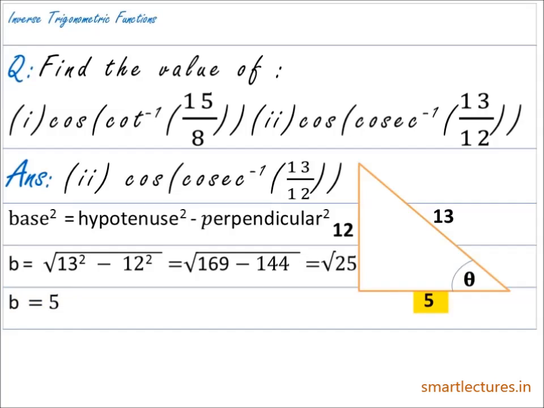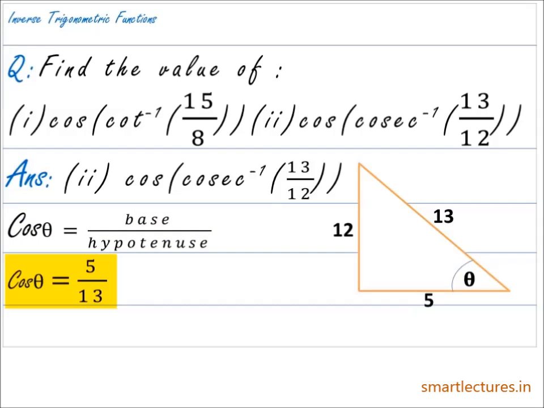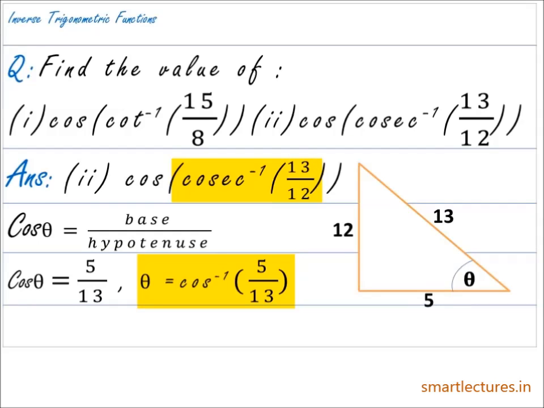So in this right angle triangle, the value of base is 5 units. And that means cos theta is equal to base upon hypotenuse, or 5 upon 13. So theta is equal to cos inverse 5 upon 13. And this theta is the same angle for which the cosecant theta is equal to 13 upon 12. So cosecant inverse 13 upon 12 is equal to cos inverse 5 upon 13.